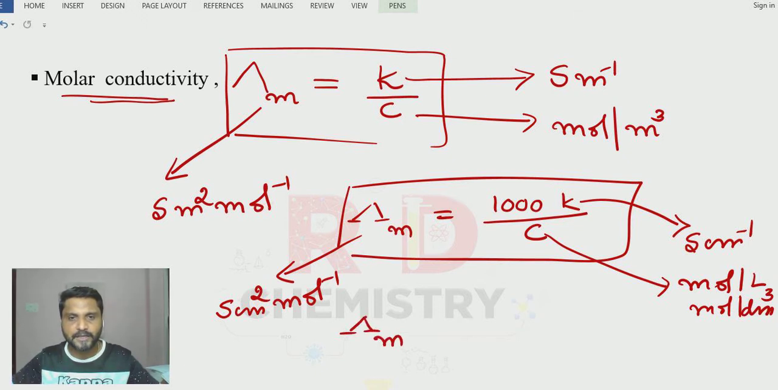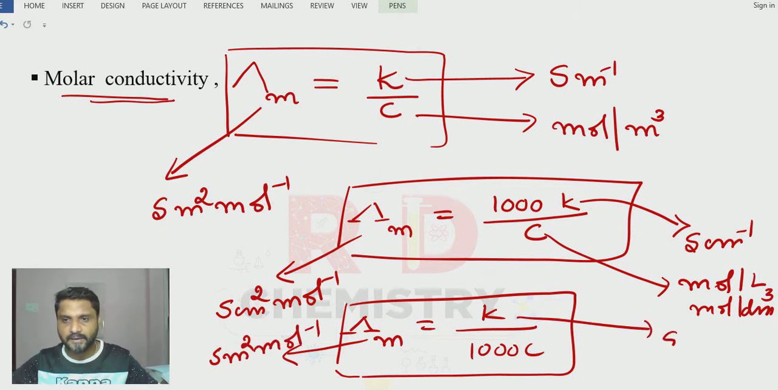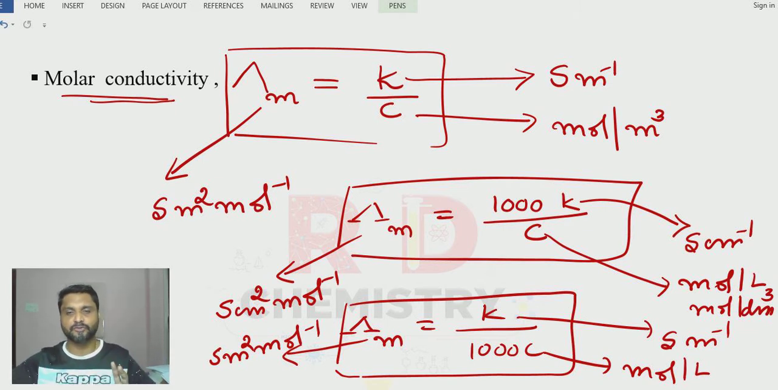Lambda m is equal to K divided by 1000 C. Now see carefully here, the difference is in some units. So this lambda m is in terms of Siemens meter square mole inverse, K is in terms of Siemens meter inverse, and C in terms of mole per liter or mole per dm cube. Okay, so based on the formula you have to make it the suitable formula.